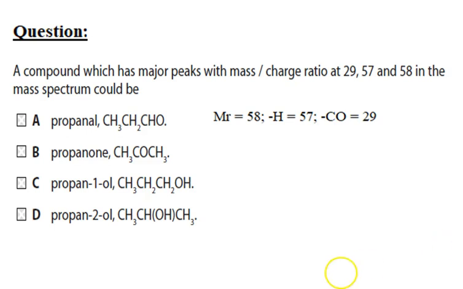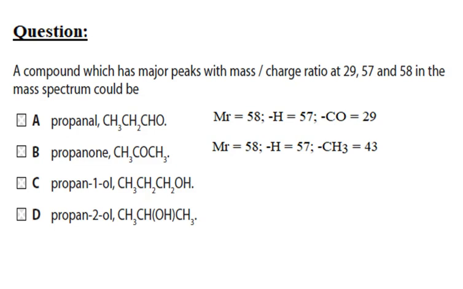Let's check the others just to make sure. So propanone is a ketone. A ketone has C double bond O and then a CH3 from one end and a CH3 from the other. If I calculate its molecular mass, it is 58. So it should give me a peak at 58. Okay. Now, the one where I remove one hydrogen would give me 57. That's correct. But then there is no way that you're going to get a fragment at 29. So this cannot be my answer.